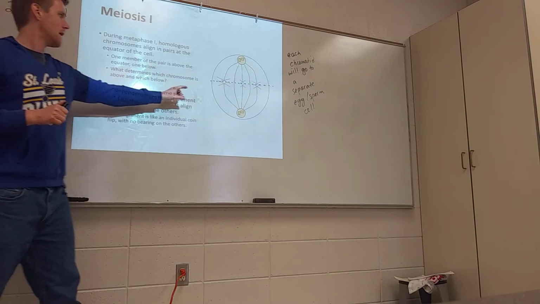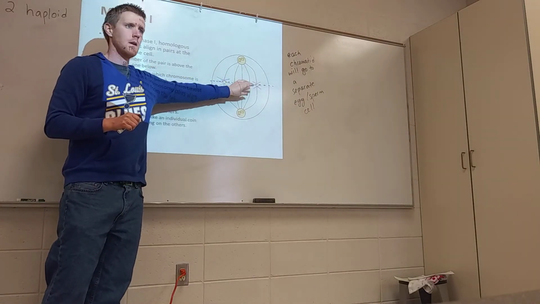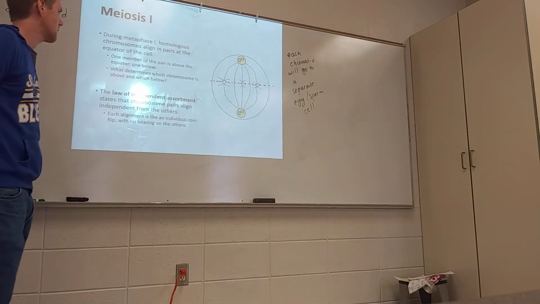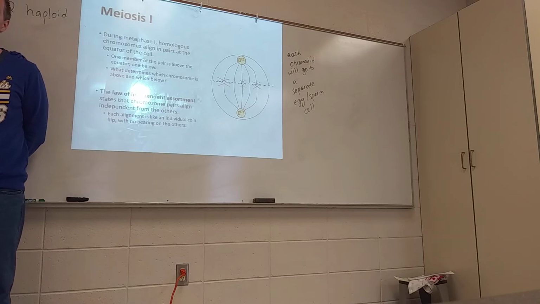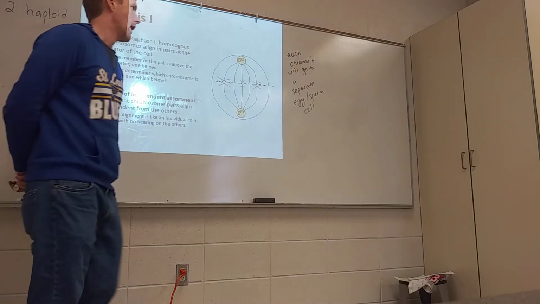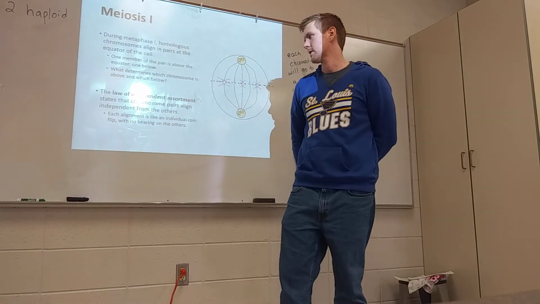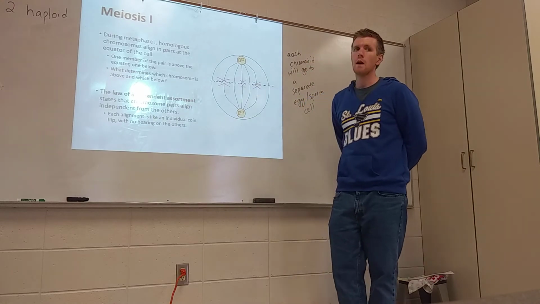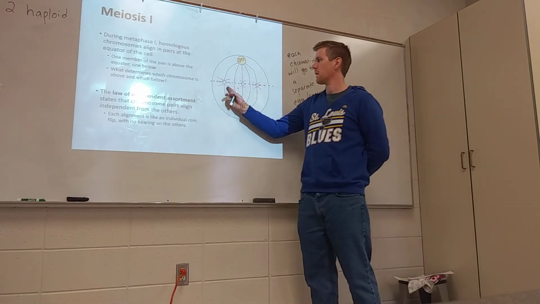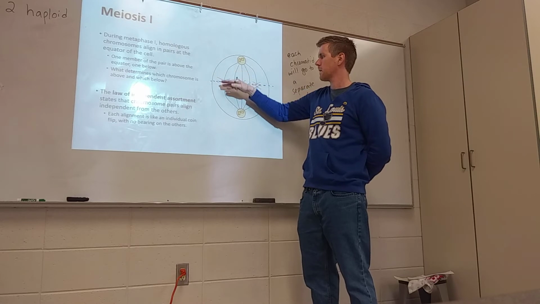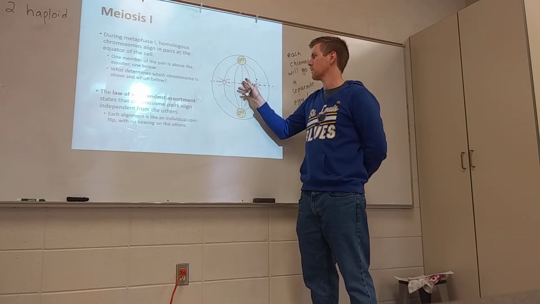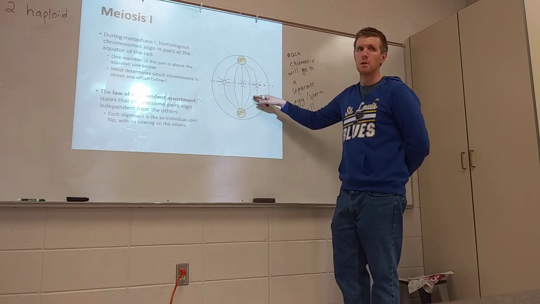So each pair aligns together with the other member of the pair. What determines which chromosome is above and which one is below the equator? Sheer random chance. And each pair aligns independently from the others. So this first pair, random chance has determined that the blue chromosome, we'll say that's from the father's side, is above the equator. Random chance has determined here that the blue chromosome is also above, but here it's below.